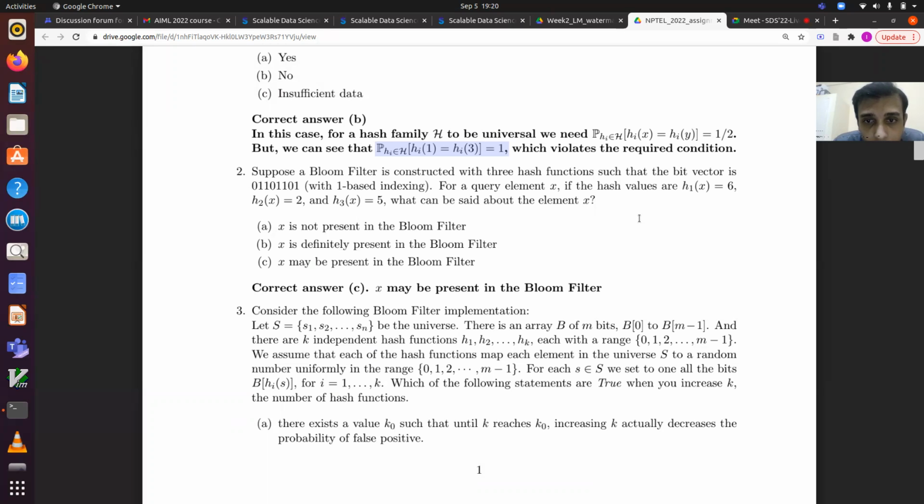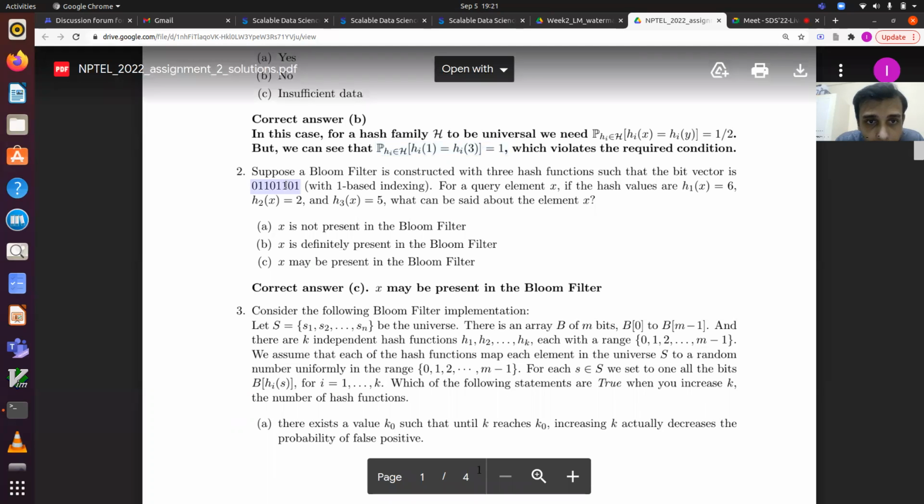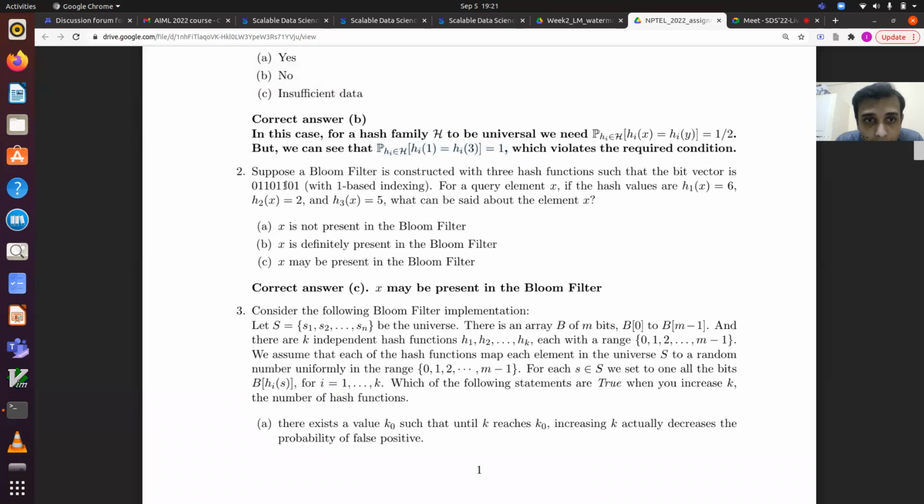That means, okay, 1, 2, 3, 4, 5, 6. So 6 is 1, that we agree. H2 of X is 2, that is also 1. And H3 is 5. 1, 2, 3, 4, 5. Why is it 0? Sir, see, the 0 position is 0. First position is first, second position is second, third position is 0.